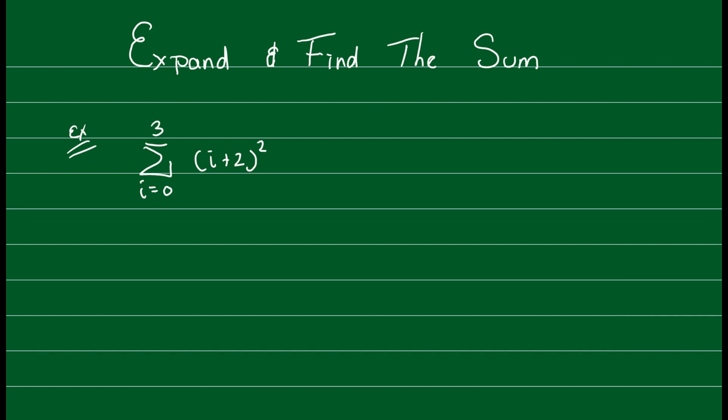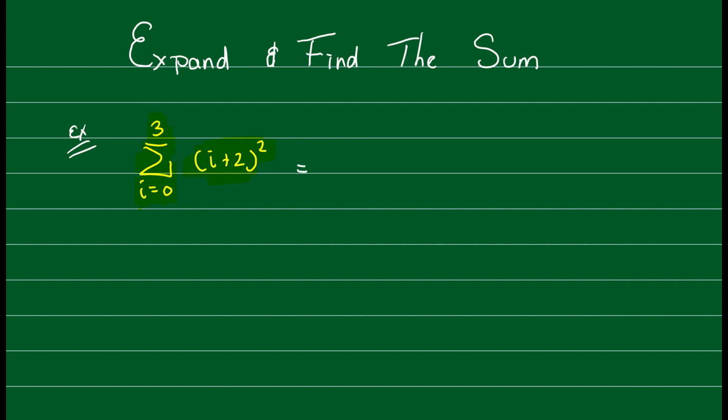Let's work on this example. It says to expand and find the sum. This is saying, let me find the sum of all the terms starting at the i index 0 and ending at 3. All right, where am I going to be substituting these i values? Well, into this formula right here. All right, so the formula is going to follow like this.